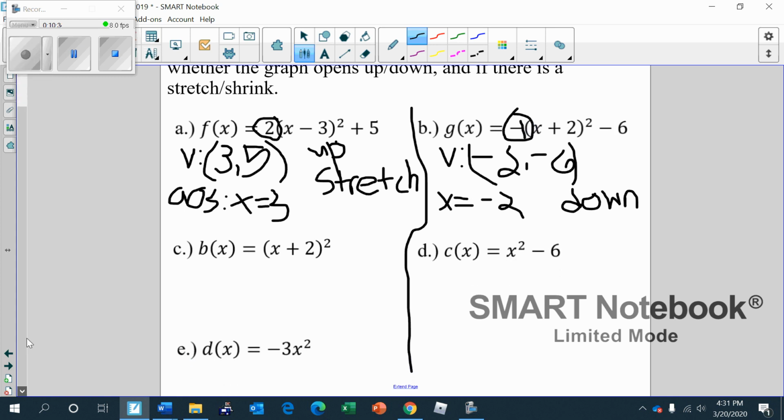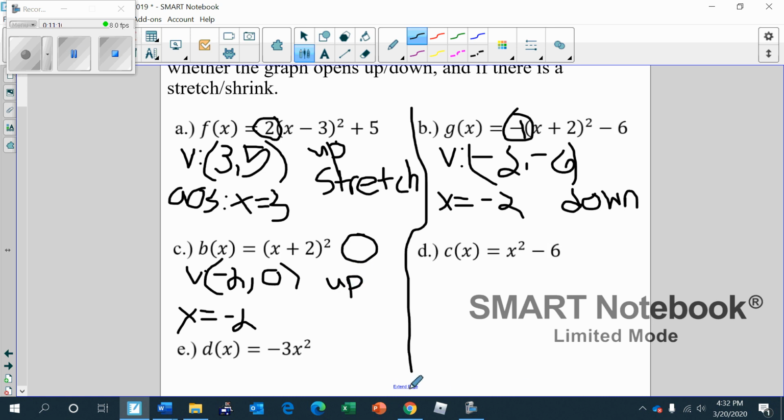All right, let's go to letter C. The vertex is going to be -2. And look, there's nothing outside over here. So what is that going to be? 0. So your vertex is going to be (-2, 0). Your axis of symmetry, of course, is x equals -2. What's next? It opens up because there's no negative right here, and it's again neither because there is no stretch or shrink.